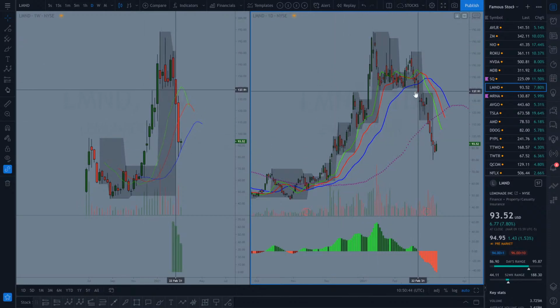I remember this. It was a good trade. We bought it here. Then I just kept it and I kept my stop loss below this box. So it got stopped out the other day. And that's how I want to manage them.